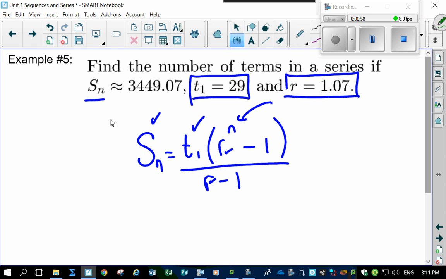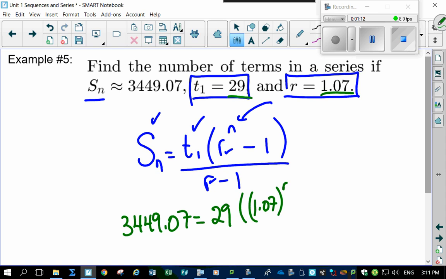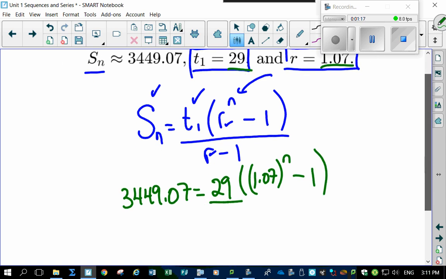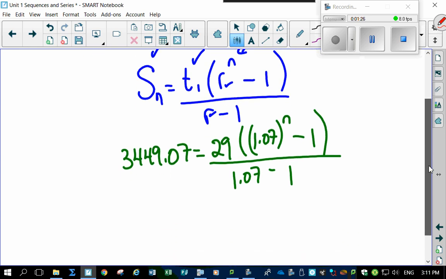So here we go. Let's start plugging in the values. This is 3449.07. T1 is 29. Okay, that's fine. The ratio here is 1.07, so 1.07 to the power of n, subtract 1, over the ratio 1.07, subtract 1. Oh, this isn't so bad. All we've got to do now is the ugly algebra that goes with this. Oh, no. Oh, yes. Okay, so we've got to find out n.